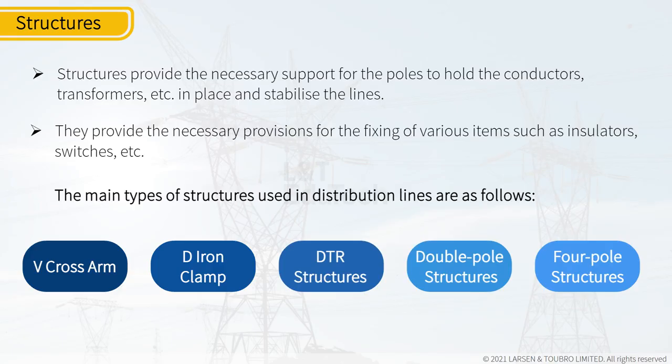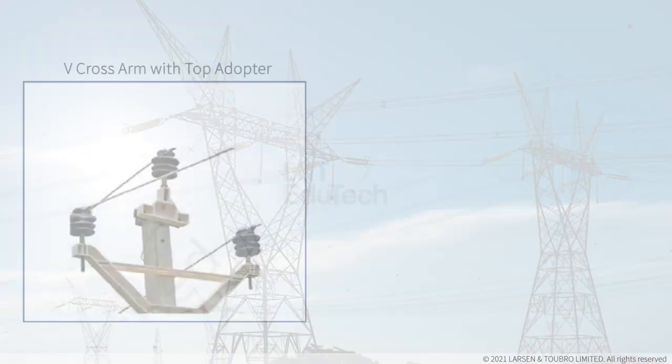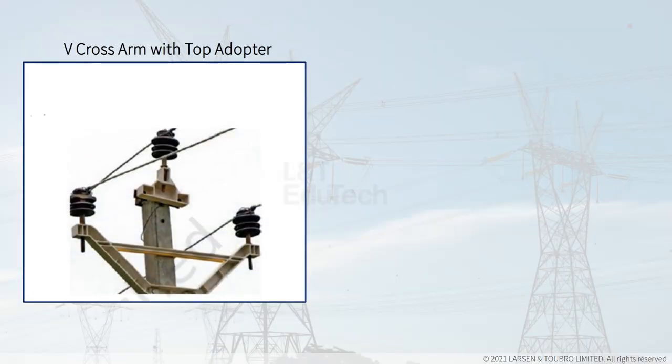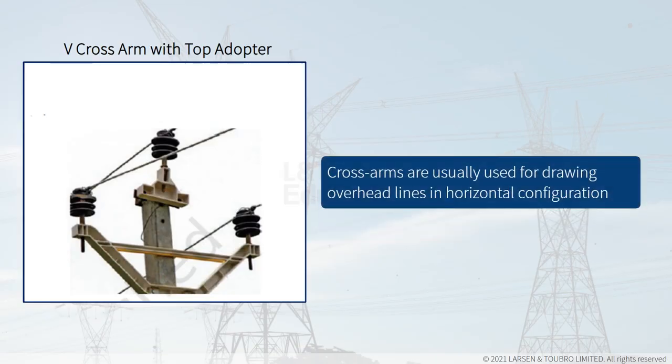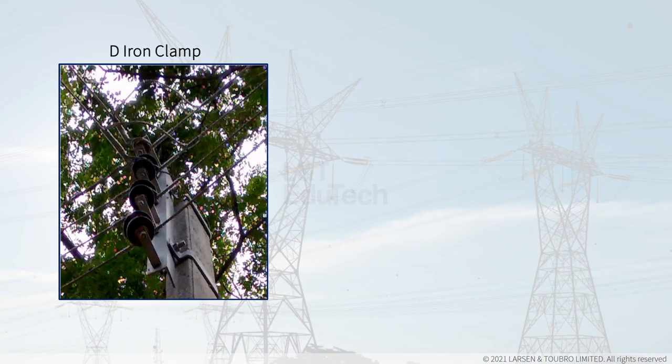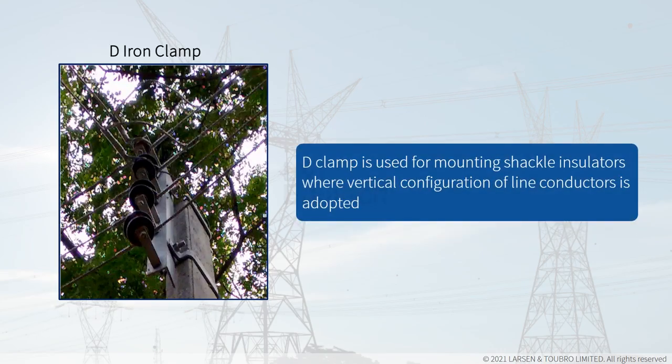In the previous topic, we have learnt what structures are. Now let's understand the function of each structure. V cross arm with top adapter. Cross arms are usually used for drawing overhead lines in horizontal configuration. D iron clamp. D-clamp is used for mounting shackle insulators where vertical configuration of line conductors is adopted.